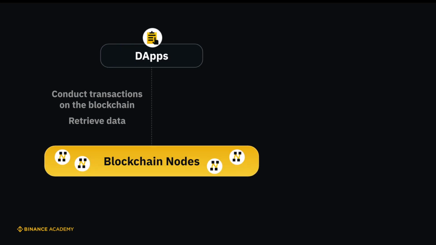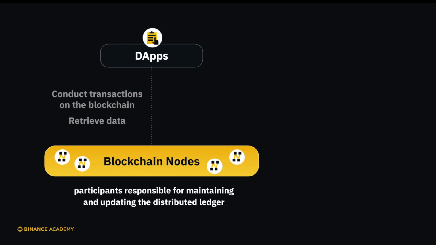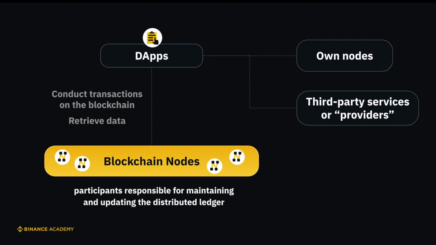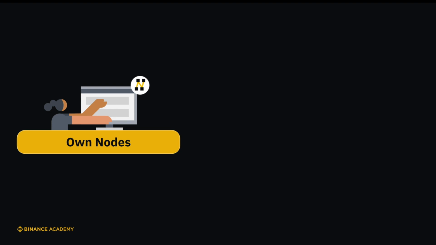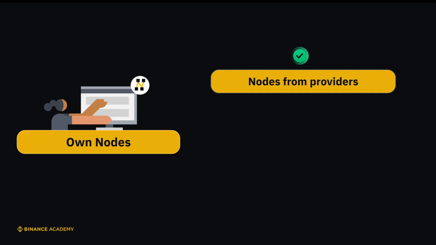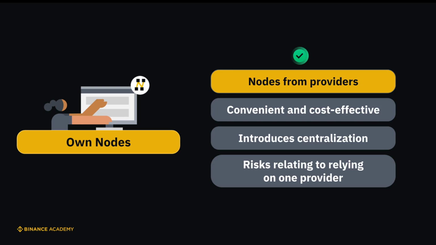To achieve this, they rely on nodes, which are participants in the blockchain network responsible for maintaining and updating the distributed ledger. Developers can either establish their own nodes or utilize third-party services, commonly referred to as providers. Many DApps opt to use providers to manage nodes, because it's often more convenient and cost-effective than setting up and maintaining their own nodes. However, this introduces a degree of centralization to the DApp. If a DApp is solely reliant on a single provider and that provider experiences issues, the DApp's functionality could be compromised.